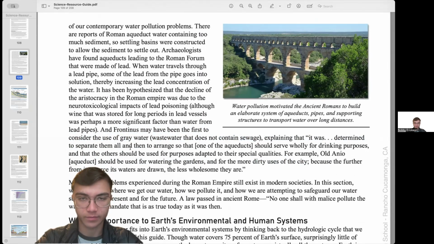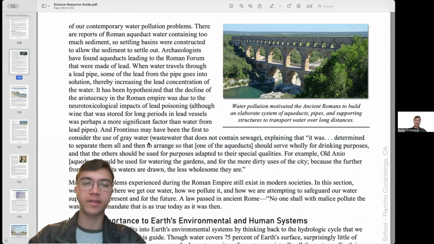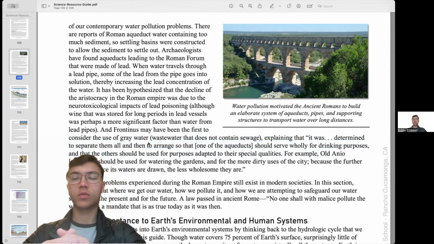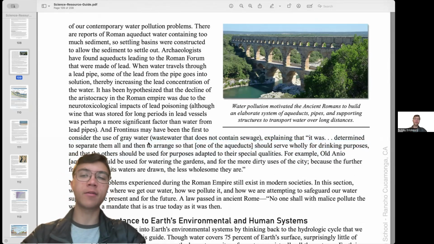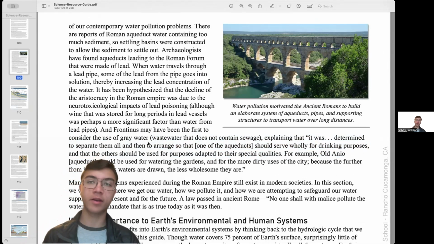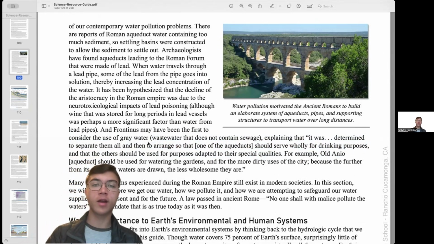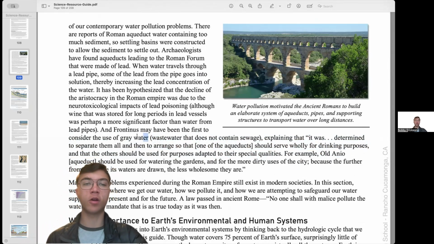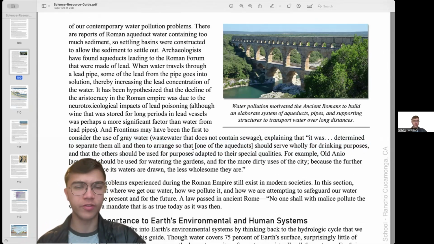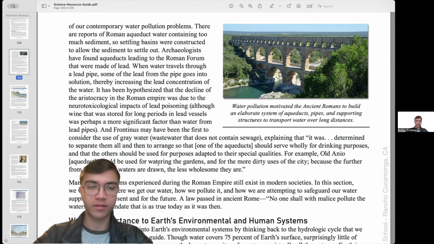So it seems his quote here is basically explaining that Frontinus wanted to create a separate aqueduct to use only for drinking purposes, and another for this gray water, this wastewater that doesn't contain sewage, for all the worse uses in the city that we can't drink because it's less clean.